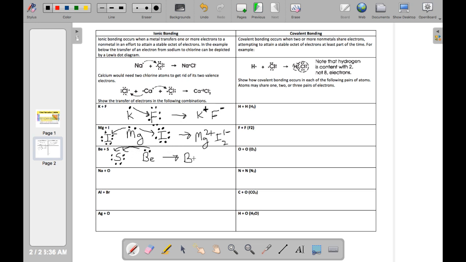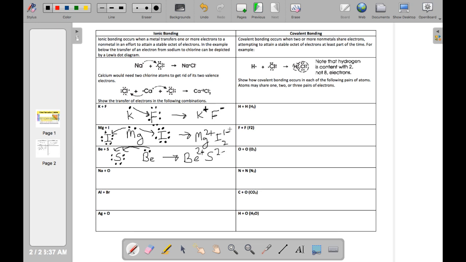And yet again, I'll write that metal first. The beryllium is 2 plus because it's getting rid of 2 electrons and it has more protons. That's why that is 2 plus. Plus the sulfur. The sulfur is actually a 2 minus. Yet again, it's a 1-to-1 ratio.